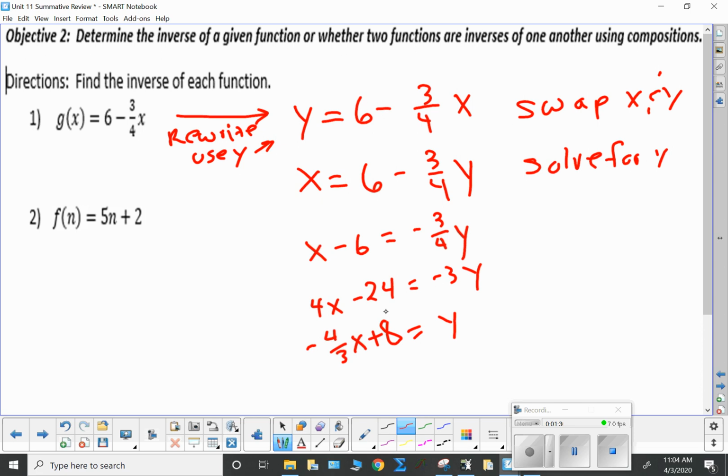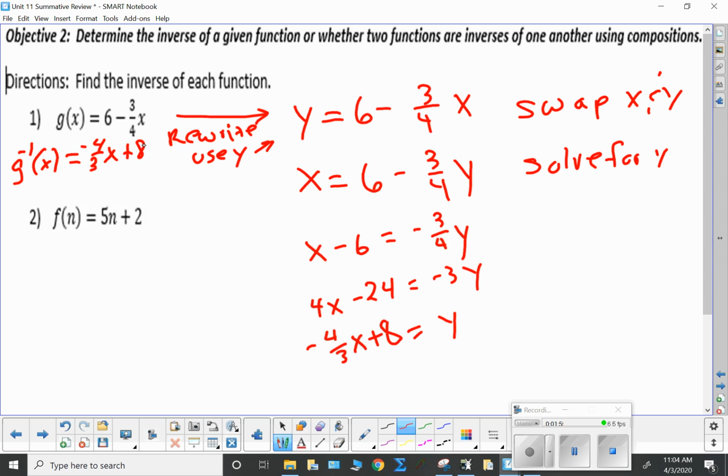Then I'm going to write the inverse of g of x is equal to -4/3 x plus 8. Okay? That's all there is to that.